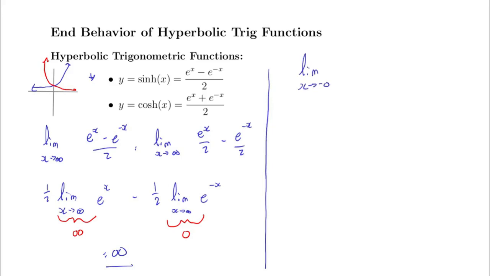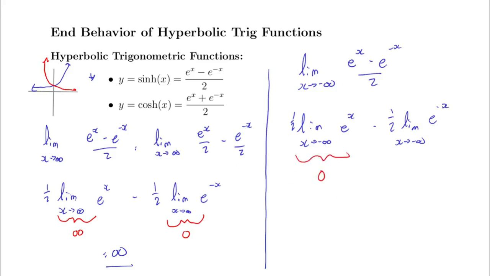We'll do the exact same thing, but now we'll approach negative infinity. So now we've got a half times our limit as x goes to negative infinity of e to the x, minus a half times our limit as x goes to negative infinity of e to the negative x. And now we can just look at these ones, right? This x going to negative infinity on our blue regular exponential function, that's 0. And this one for x going to negative infinity on e to the negative x, that's infinity. So we have 0 minus infinity, which is going to be negative infinity. So there's our end behavior. Our end behavior for this hyperbolic sine function looks like this. It's got some cool stuff going on in the middle, but that's the end behavior of it.